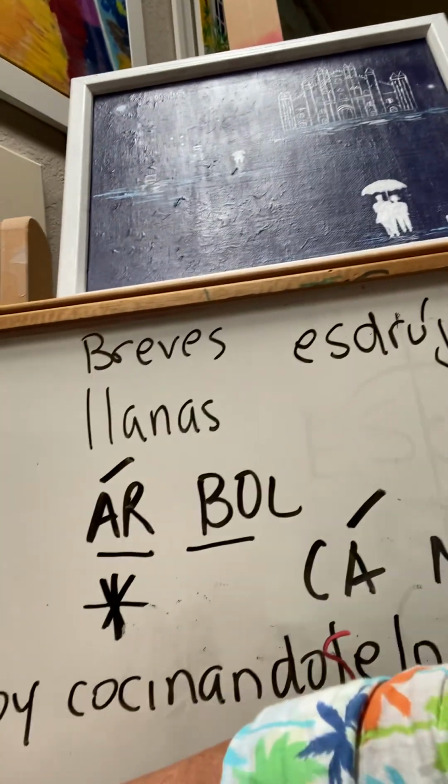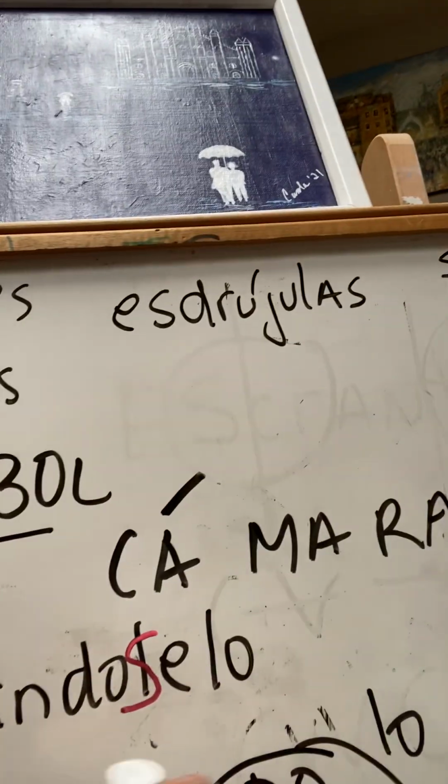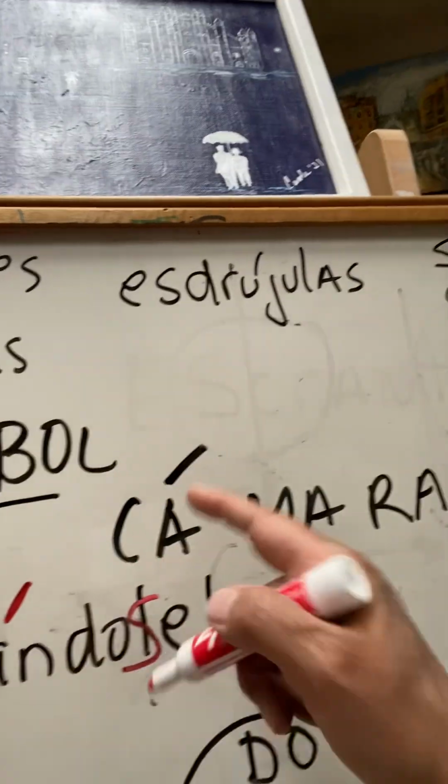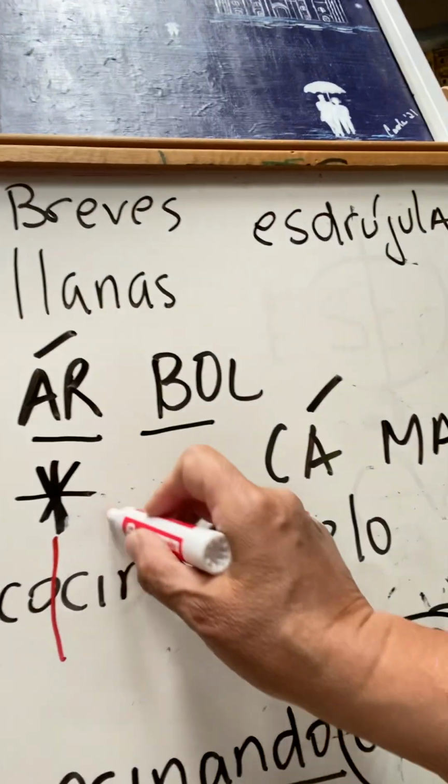So then you say, yo estoy cocinándoselo. When you do this, you get an accent over the E. So this is now a sobresdrújula word because the tonic accent is four to the last. So let's look at this one.